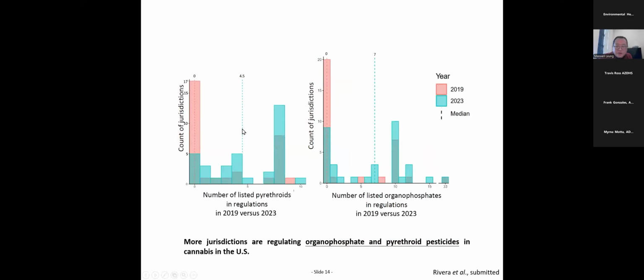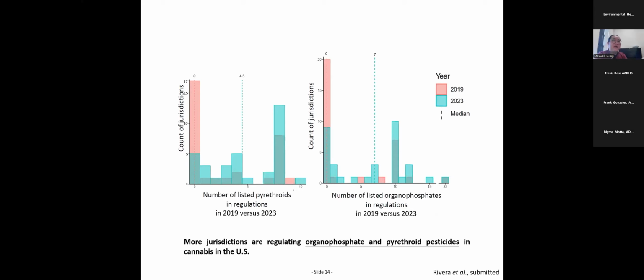Last but not least, I want to show one more figure. This is a figure that we generated using the data from the report of ADHS, the 2019 document. Back then, Steve and Mary from the state lab conducted a comprehensive analysis of the regulatory action levels in 2019, right when Arizona was legalizing recreational cannabis use, when the act was passed to legalize recreational use.